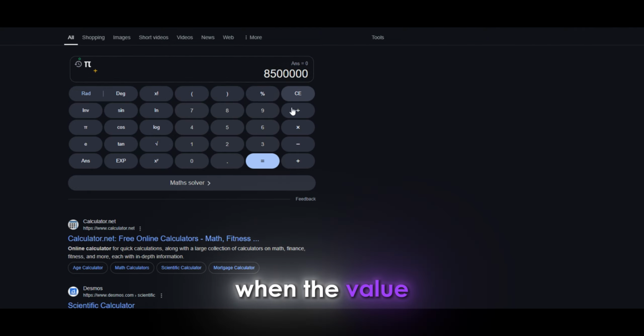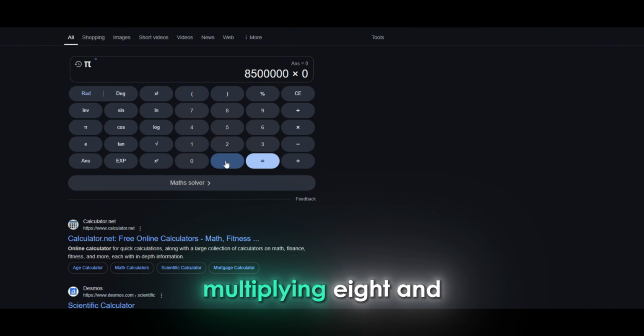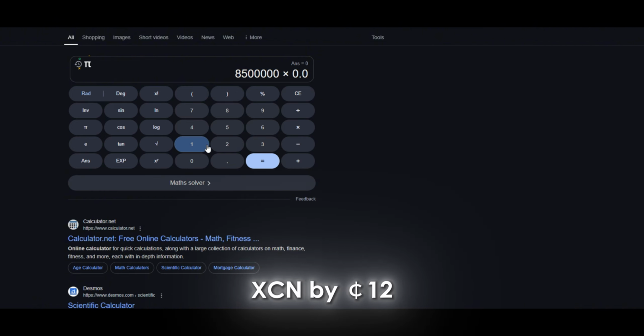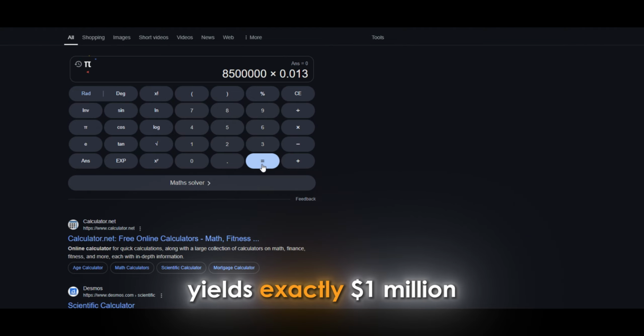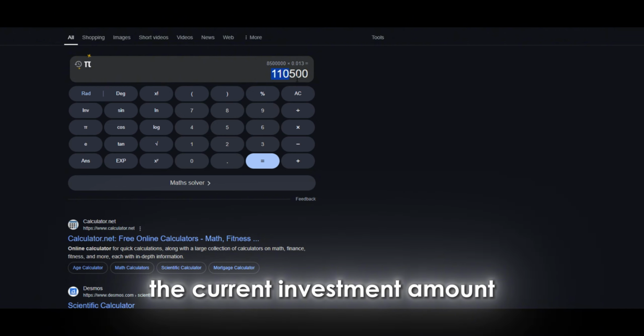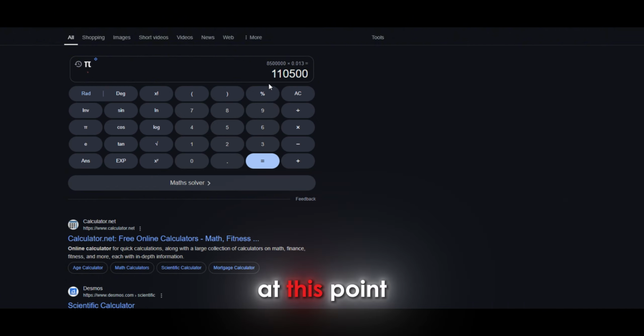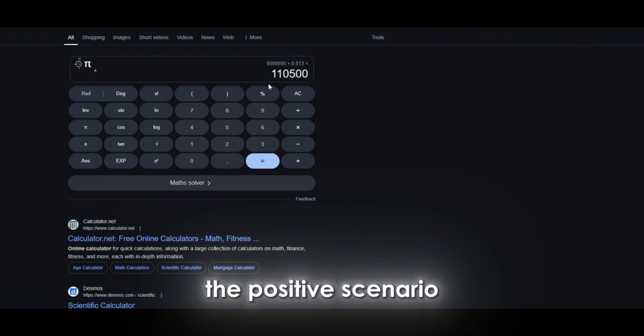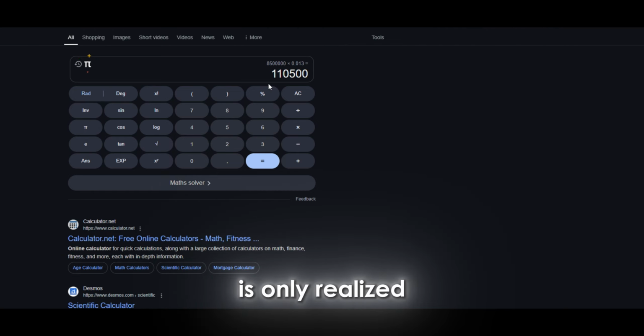Now what happens when the value of these XCNs reaches the target price of 12 cents? Multiplying 8.5 million XCNs by 12 cents yields exactly $1 million. That's an enormous upside, nearly 9 times the current investment amount. At this point, it is necessary to elaborate on the positive scenario, because this calculation is only realized if the 12 cents level is reached.